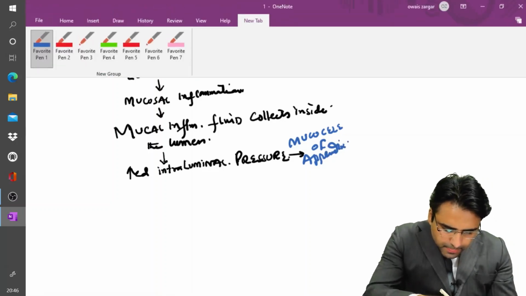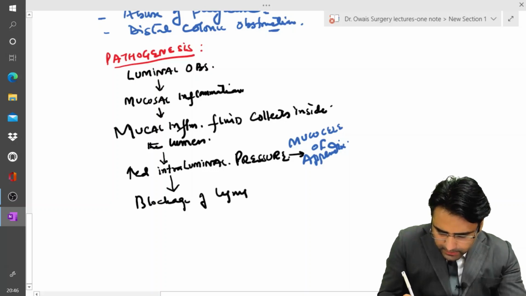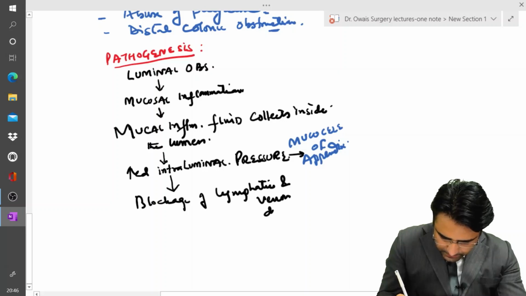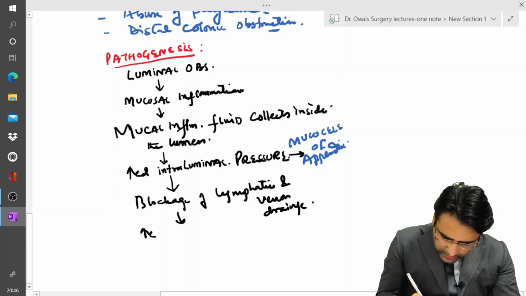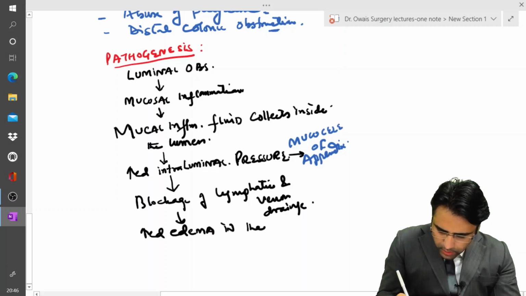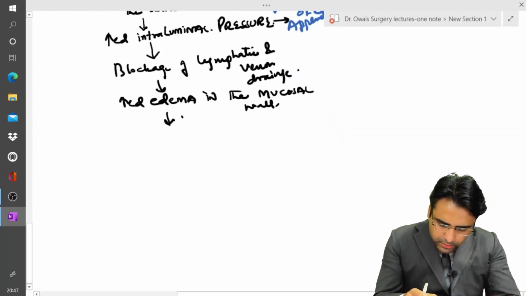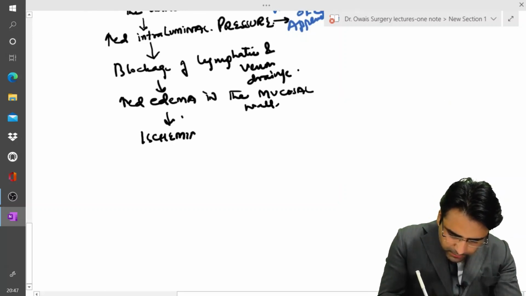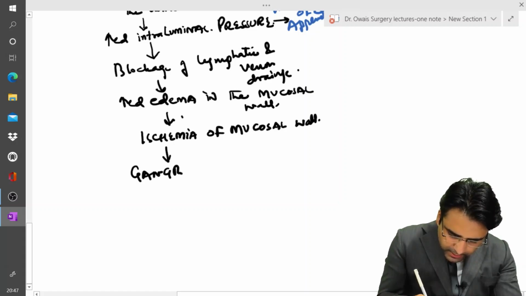Now after that, what will happen? Due to this increased intraluminal pressure, there will be blockage of lymphatic and venous drainage. Once there is blockade of lymphatic and venous drainage, there will be edema in the wall of the appendix. Once there is edema in the mucosal wall, it will compromise the arterial supply, leading to ischemia of the mucosal wall. And this ischemia will further lead to gangrene of the appendix.